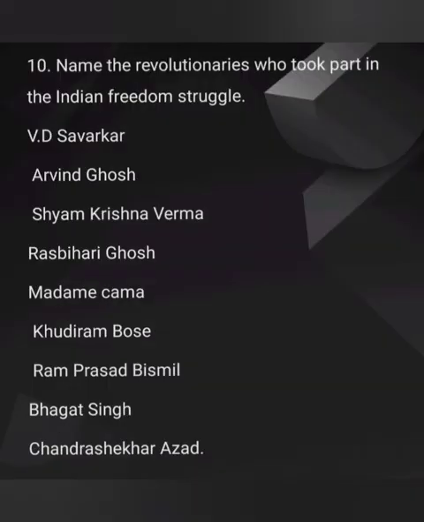Name the revolutionaries who took part in the Indian freedom struggle. V.D. Savarkar, Arvind Ghosh, Shyamji Krishna Verma, Ras Bihari Bose, Madam Cama, Khudiram Bose, Ram Prasad Bismil, Bhagat Singh and Chandrasekhar Azad were the revolutionaries who participated in the Indian freedom struggle.